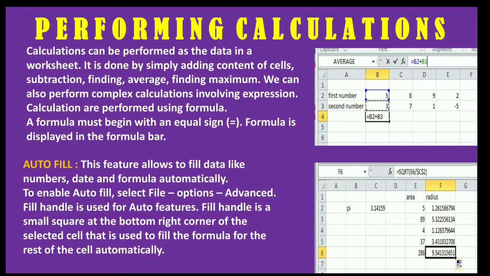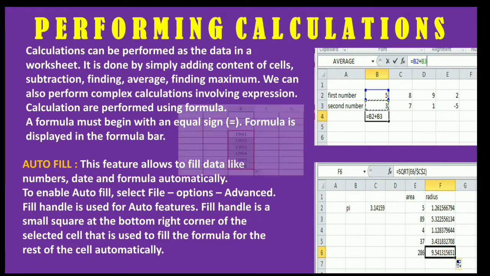Autofill features. These features allow you to fill data like numbers, dates and formulas automatically. To enable autofill, first you have to select File and then choose the Advanced option. There you will get a fill handle, a small square button below the cell, and you have to drag it. The fill handle is a small square at the bottom right corner of a selected cell that is used to fill the formulas for the rest of the cells automatically.